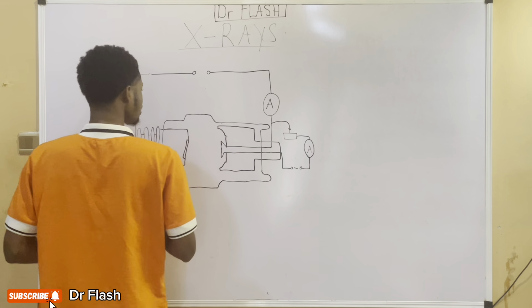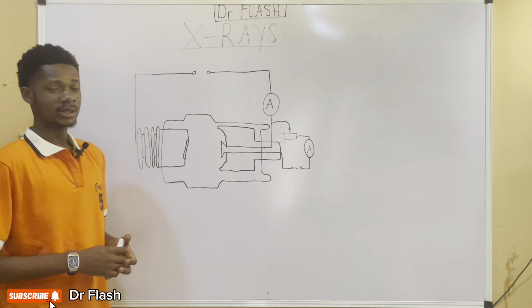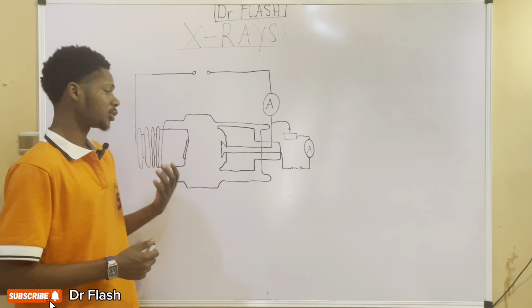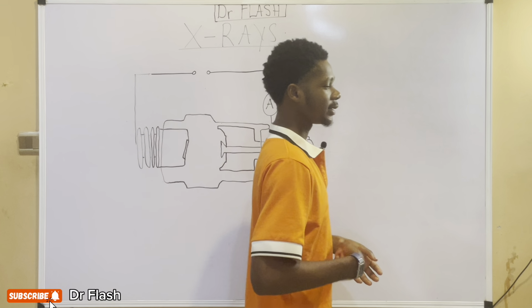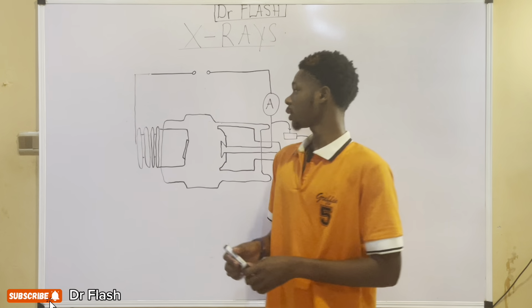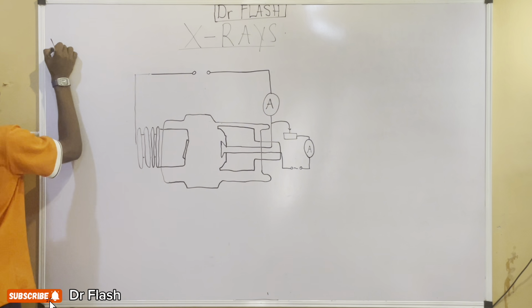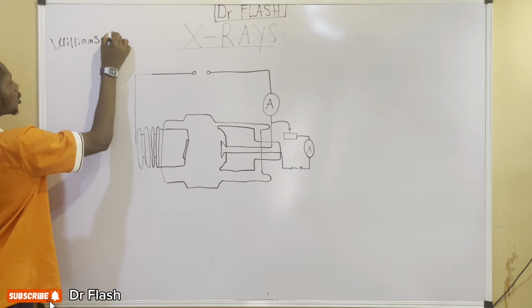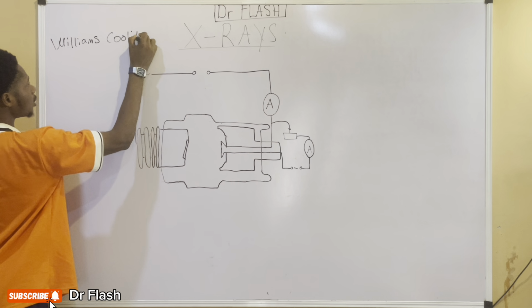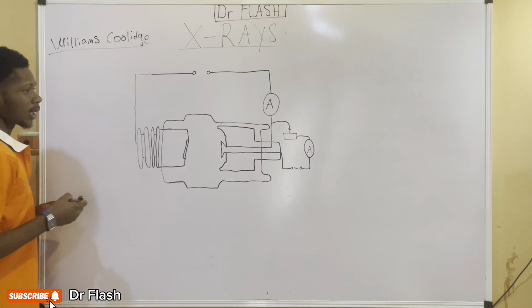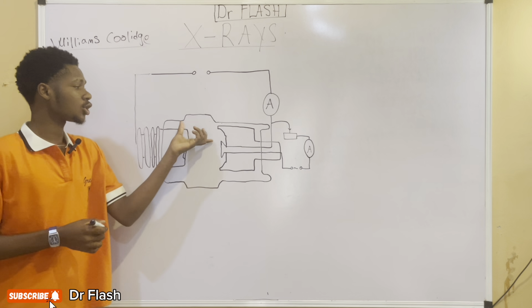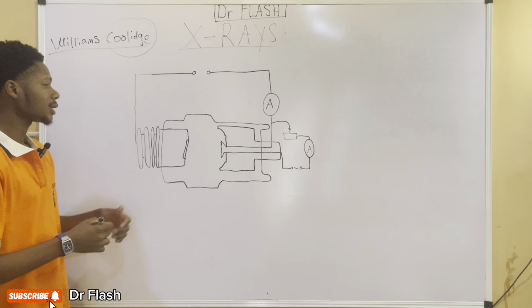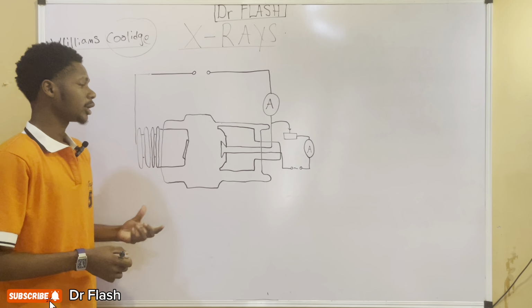Now, X-rays were discovered by a scientist named Roentgen. But the first X-ray was produced by a scientist named William Coolidge. Hence, this tube is also called the Coolidge tube. So anytime you hear an X-ray tube, it is also called a Coolidge tube.